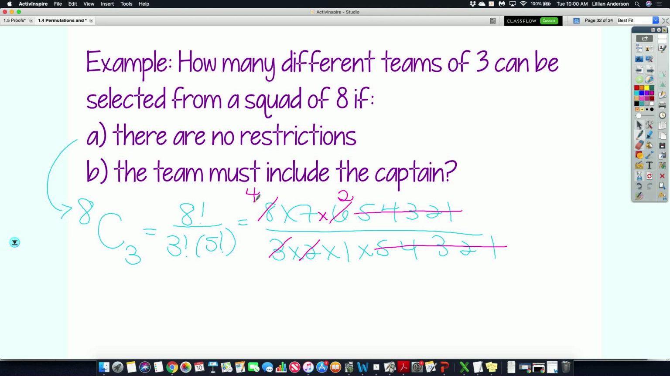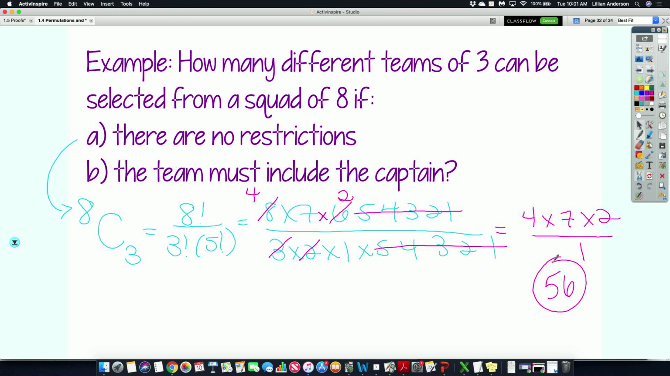So really and truly, this is nothing but 4 times 7, which is 28, times 2, which is 56. So there are 56 ways, without distinguishing picking Bob, then Brian, then Billy, from Billy, Bob, and Brian. You see what I'm saying? There's 56 ways to select teams of 3 from 8 different people.